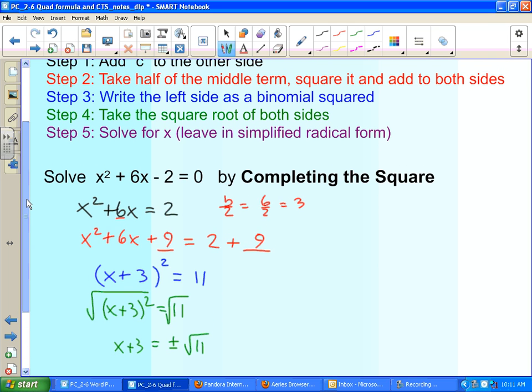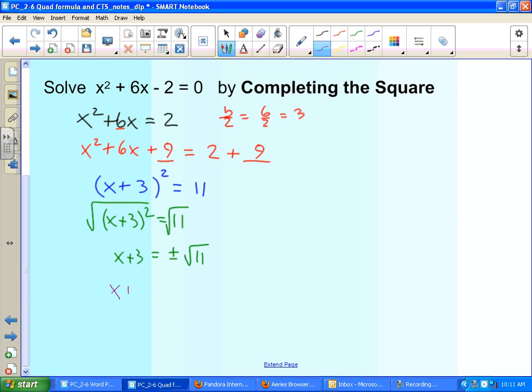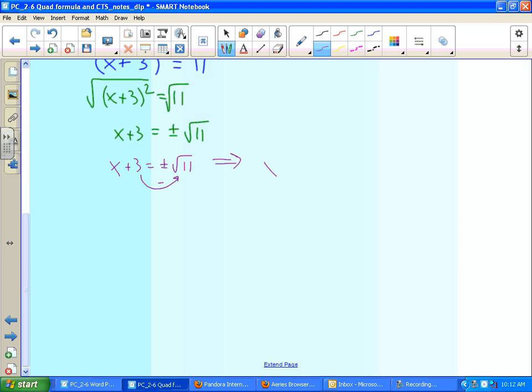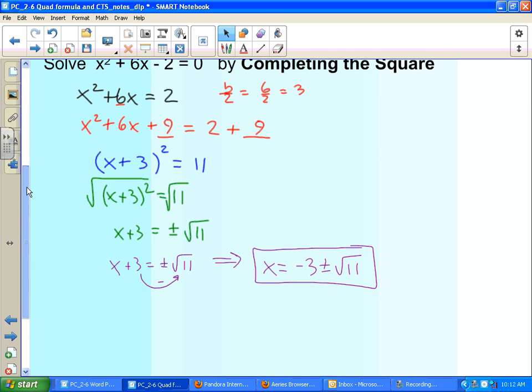Good, Simon. We're ready for that right here. Now, step 5. You're a step ahead of me. So in step 5, we will then solve for x, which means move the 3 over. So now I have x plus 3 equals plus or minus the square root of 11. The 3 moves over by subtraction, and we finally get our answer of x is equal to -3 plus or minus the square root of 11. And there it is. There are your 5 steps.